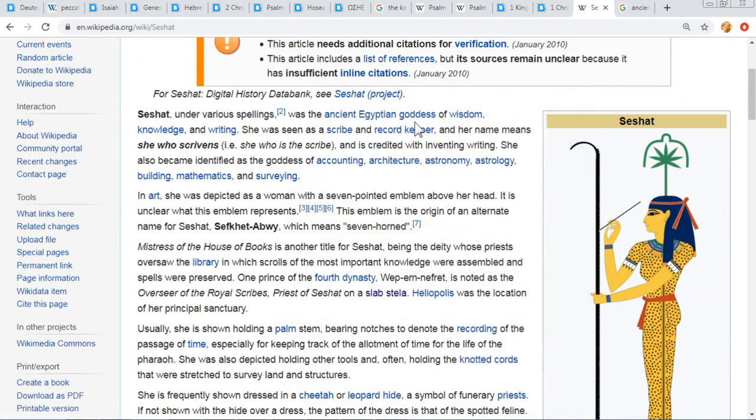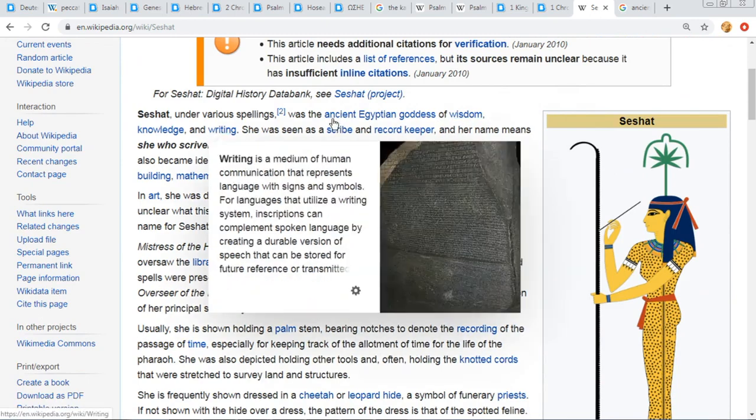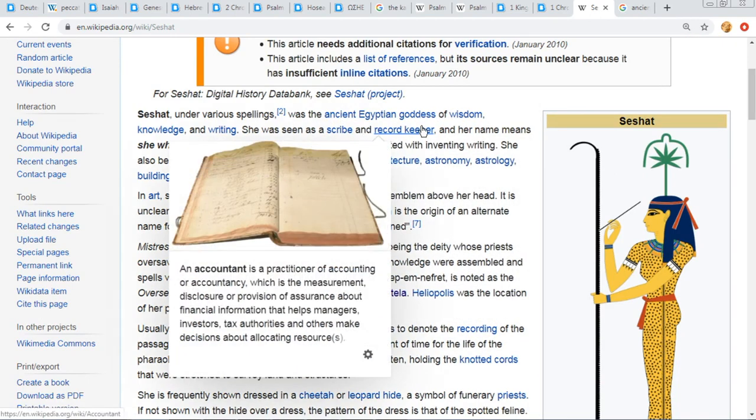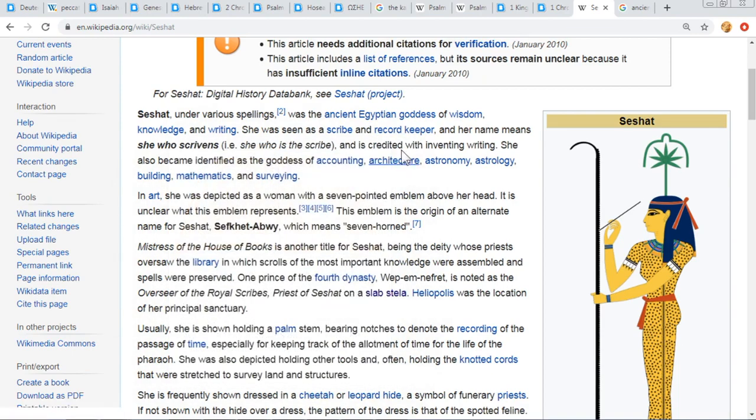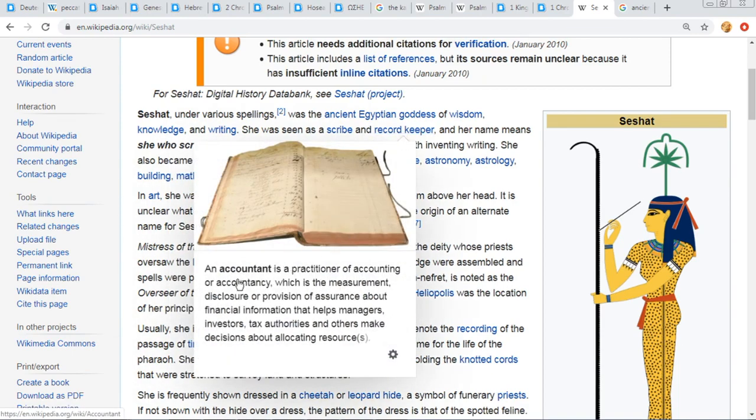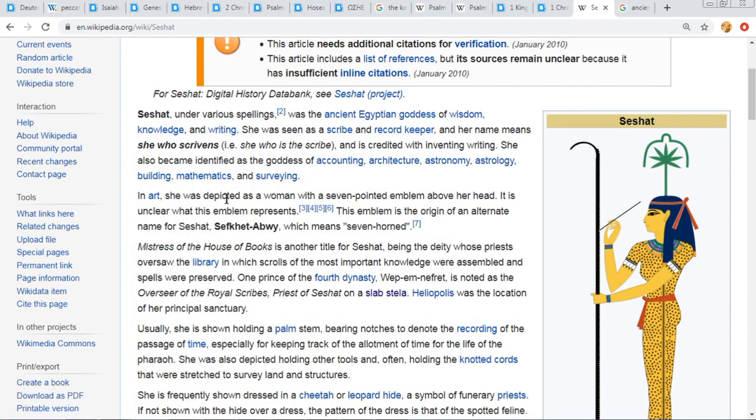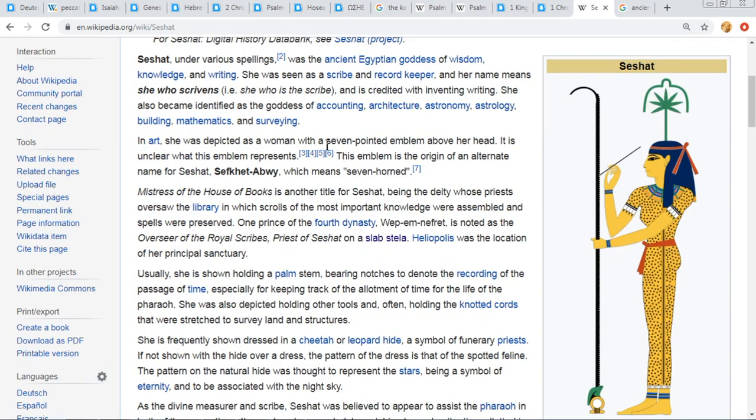Under various spellings, the goddess of wisdom, knowledge, and writing, seen as the scribe and record keeper, the cipher, the record keeper, the accountant. Her name means she who scribes. Is credited with inventing writing. She also became identified as goddess of accounting, architecture, astrology, building, mathematics, surveying the lands after the flood every year. In art, she was depicted as a woman with a 7-pointed emblem above her head. It is unclear what this emblem represents.